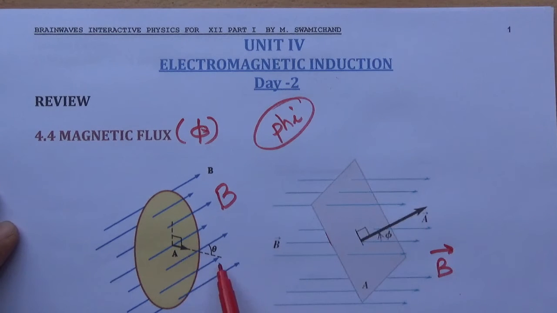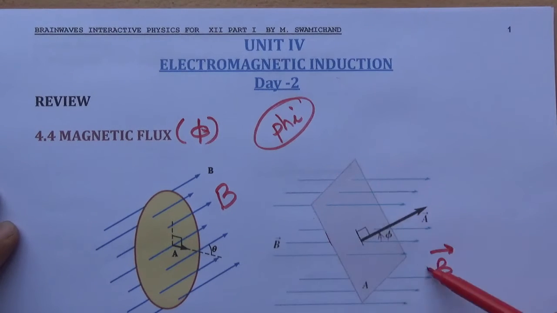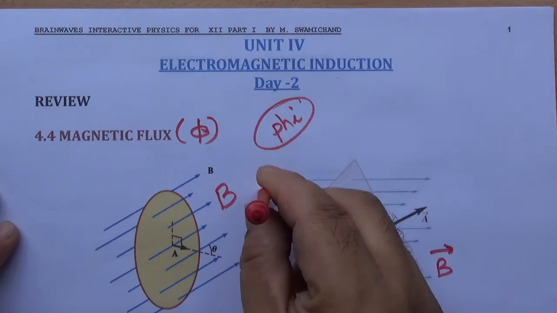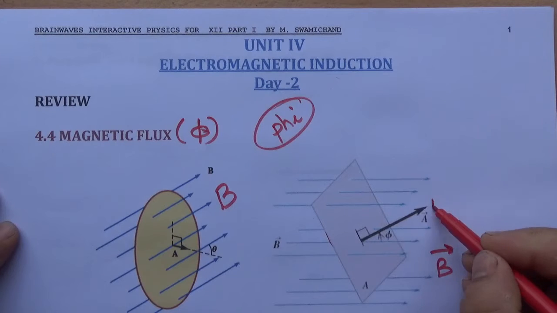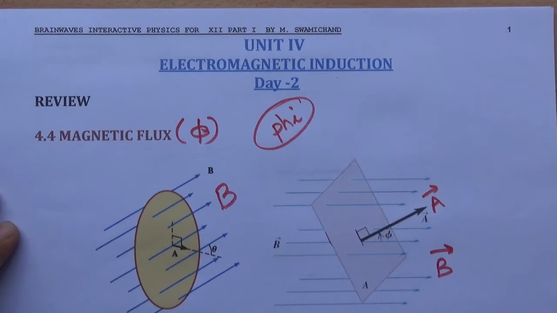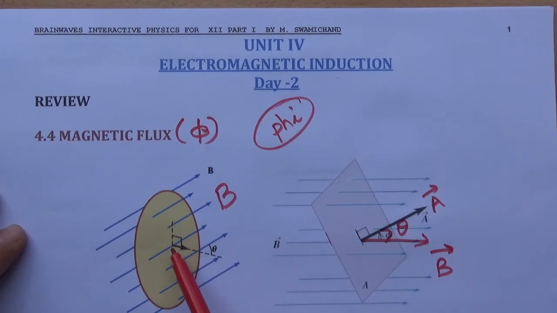So we use the area vector. The area vector is perpendicular to the plane of the loop. This is called the area vector. Theta is the angle between the area vector and the magnetic field. The area vector is perpendicular to the loop, also called the unit normal vector.